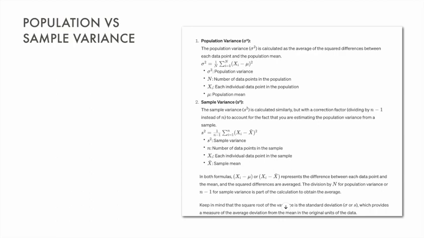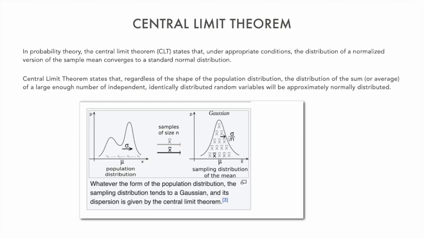And central limit theorem. In probability theory, the central limit theorem states that under appropriate conditions, the distribution of a normalized version of the sample mean converges to a standard normal distribution. So regardless of the shape of the population distribution, the distribution of the sum or average of a large enough number of independent identically distributed random variables will be approximately normally distributed. So whatever the form of the population distribution, the sampling distribution tends to be Gaussian, and its dispersion is given by the central limit theorem. It's plain and simple.